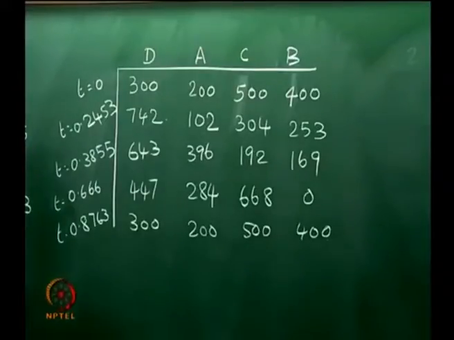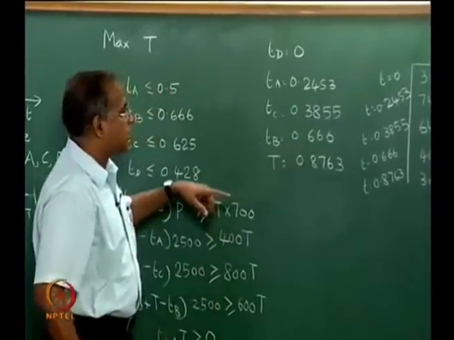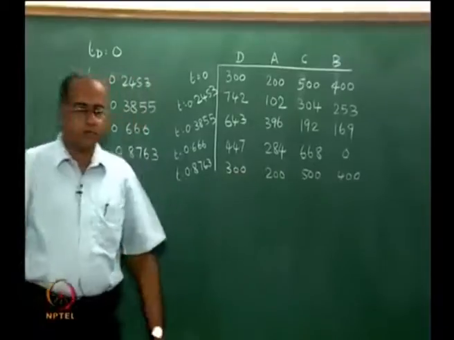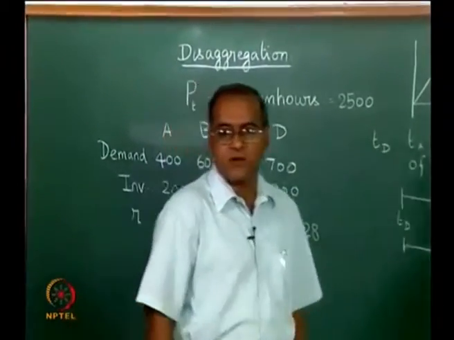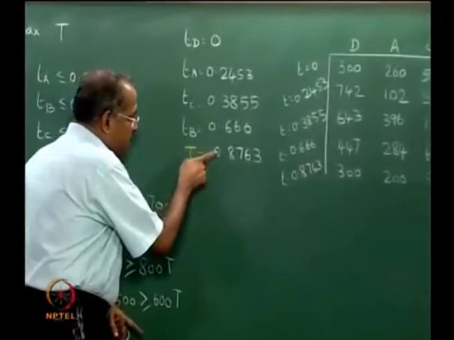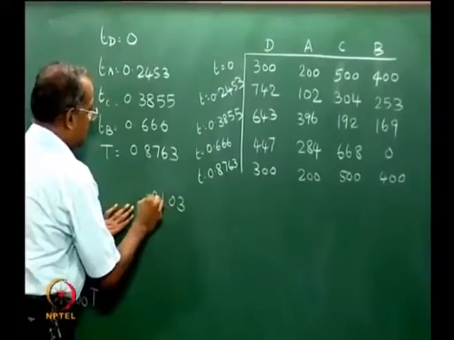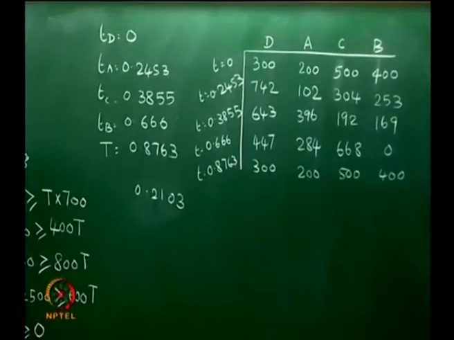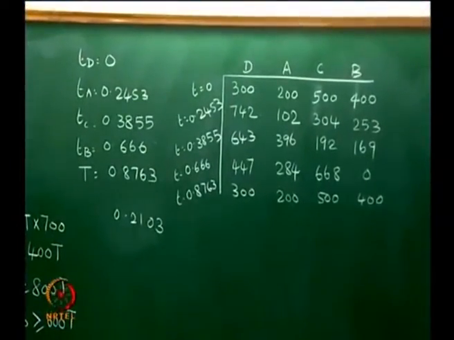Now, at 0.666, this is the inventory position of D. Now, between 0.666 and 0.8763, we are going to produce B. So, B's inventory is going to go up. So, B starts at 0. So, we produce at 2500, we consume while production at the rate of 600. So, 1900 is the rate at which inventory is building up, and that inventory is building up for a period this minus this, which is 0.8763 minus 0.666, which is 0.2103 periods it is building up. So 0.2103 into 1900 is 399.57, which is rounded off to 400.